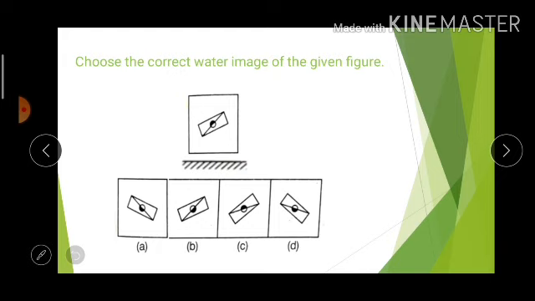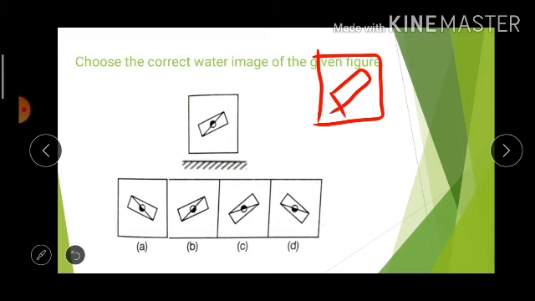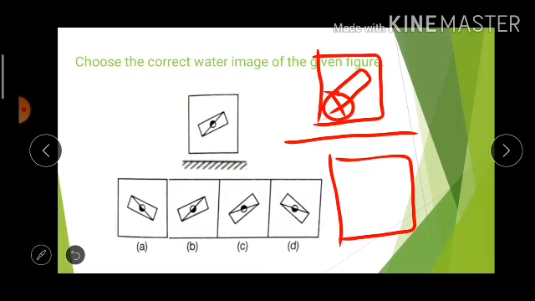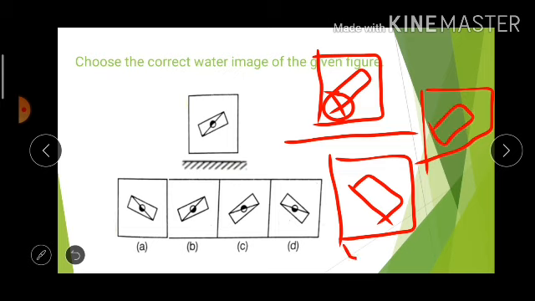Now in this question you can see we have a box that is somewhat inclined. A rectangle is there in the box. It is inclined like this. It is tilted. So in the water image I am looking for a box that is starting from here, just the way it is at the bottom. So a box starting from here and inclined somewhat like this. What am I looking for in the water image exactly? A box inclined like this, not like this. I want it inclined in this way.